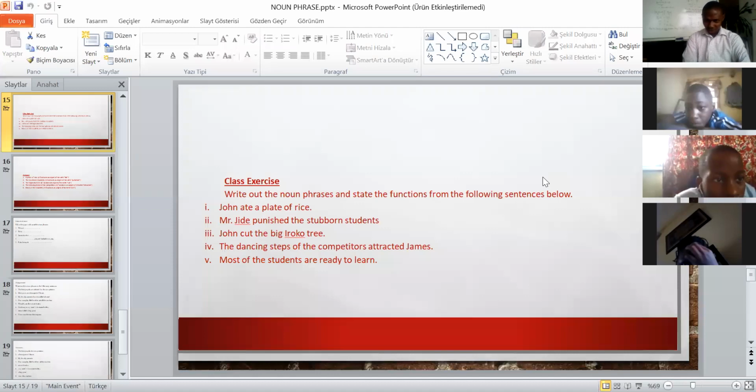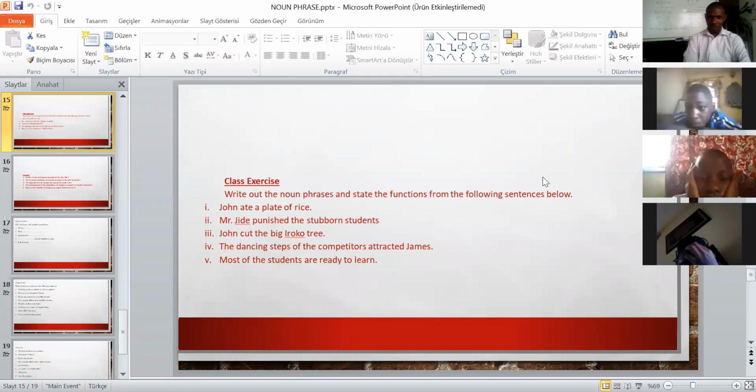The big iroko tree is a noun phrase actually, and it functions as object of what? Tell us. Aisha, tell us what it functions as. Demilade, tell us what it functions as. Object of the verb, correct. Faizat Gafar, you are the first person to get it right. That's correct. Thank you.